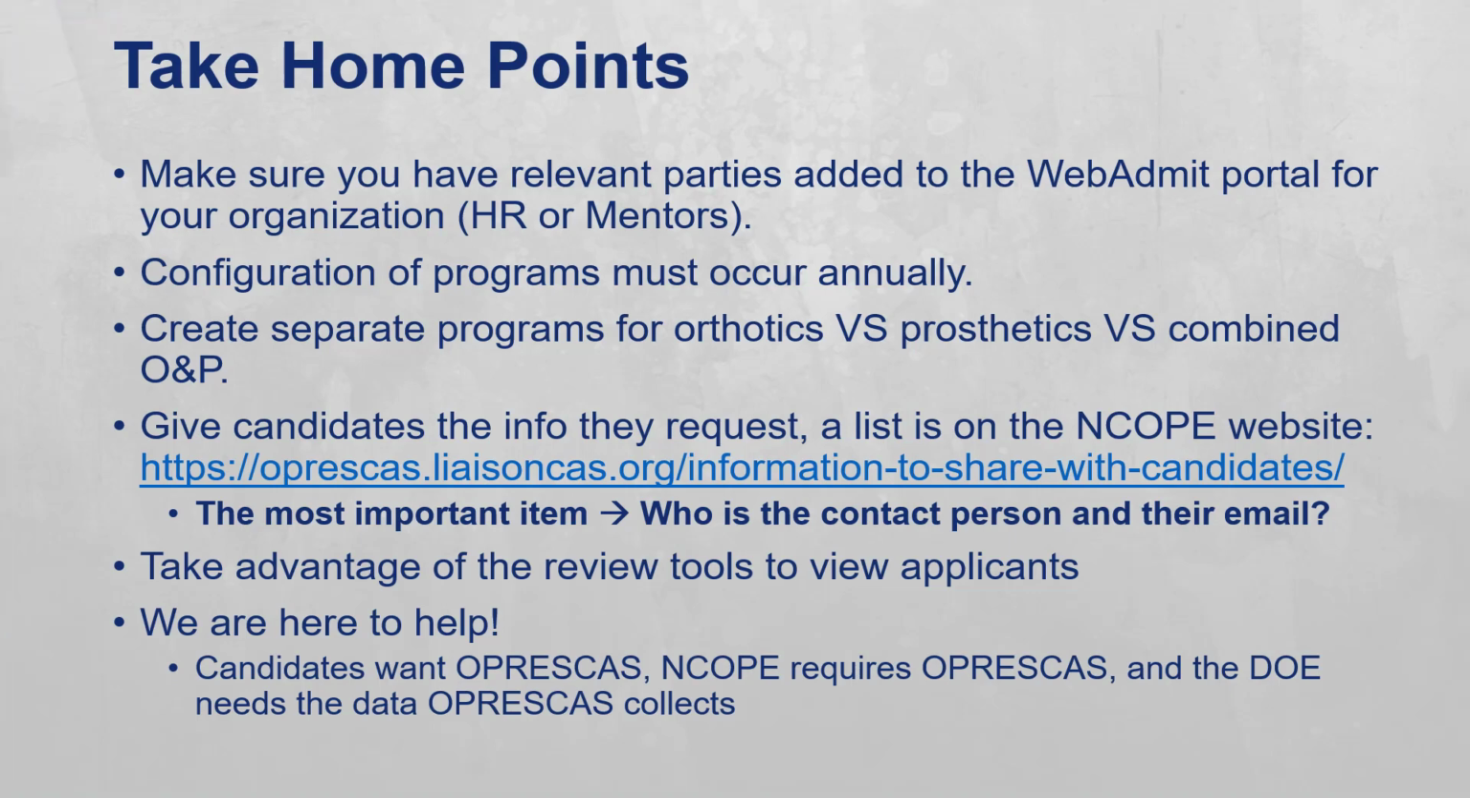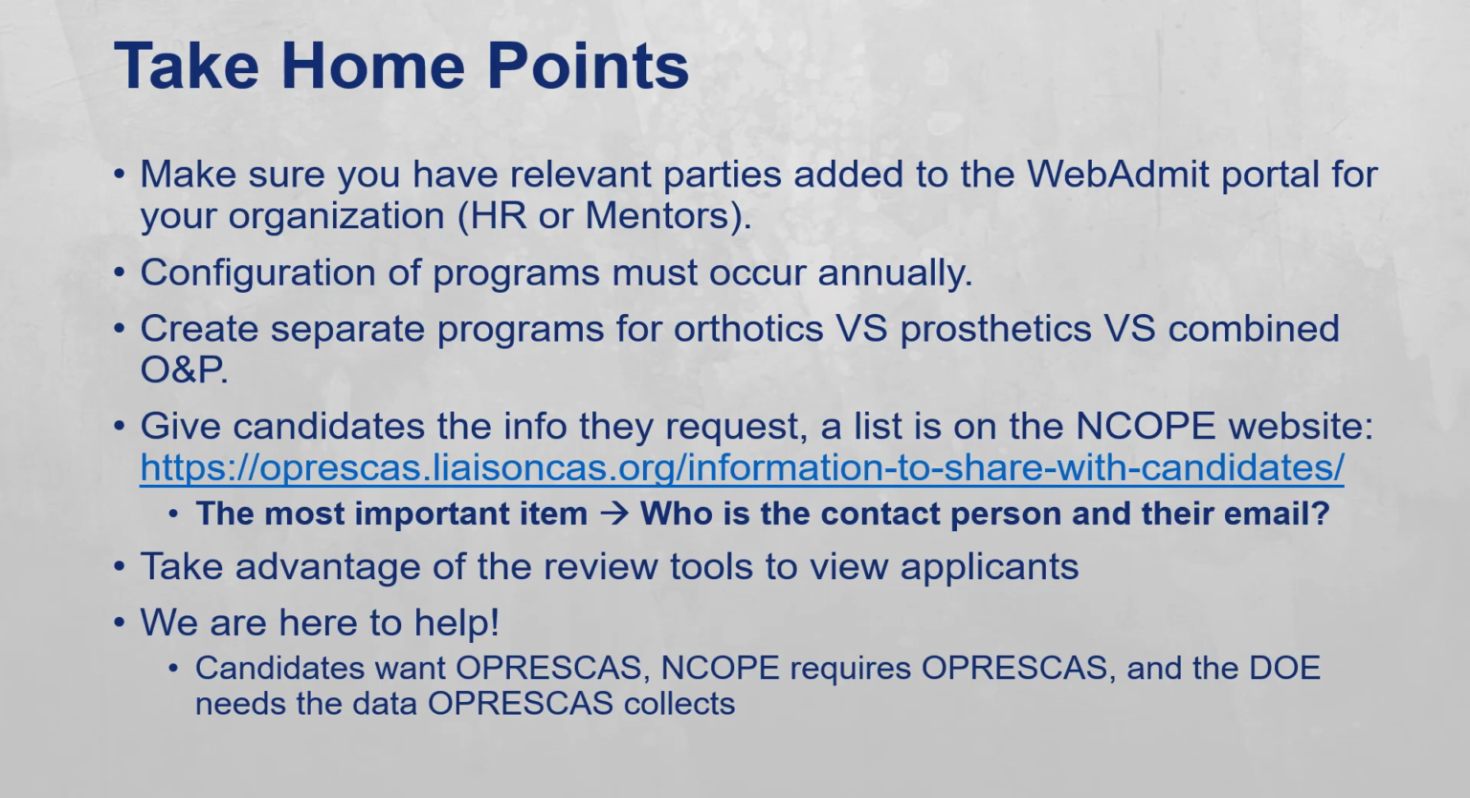We're good. Take-home points, guys. One, make sure your relevant parties are added to the WebAdmit portal for your organization. You could have multiple individuals, and if you want an example of an organization that's done it beautifully, talk to Heidi. UCSF does a really nice job with that. Two, configuration of programs occurs annually. If you were visible to applicants last cycle, that doesn't mean it's visible now. You need to actually configure. Three, make sure you do separate programs for orthotic residencies versus prosthetic residencies versus combined residencies.